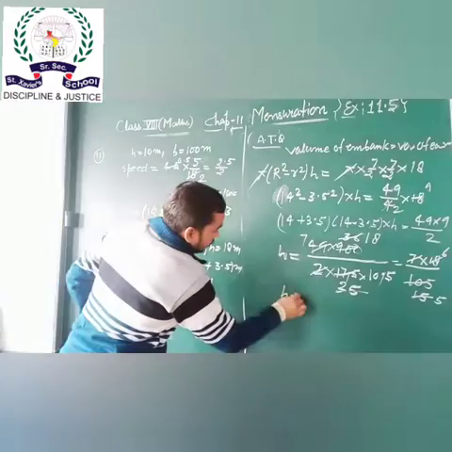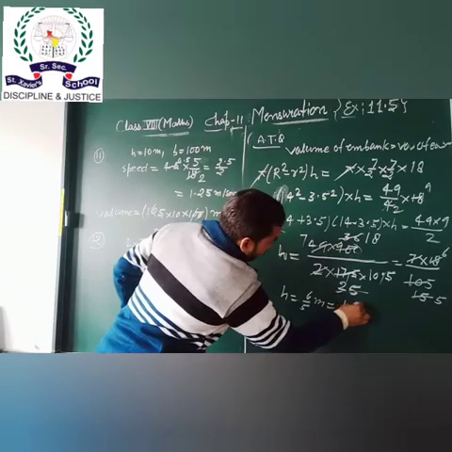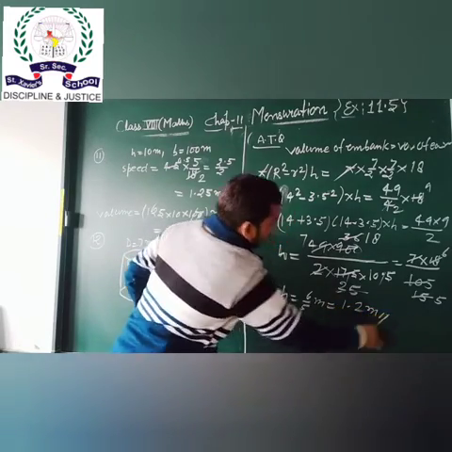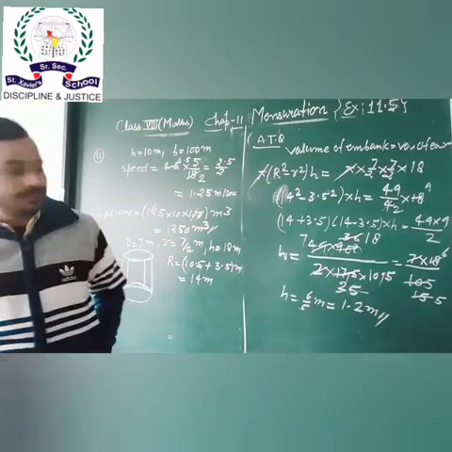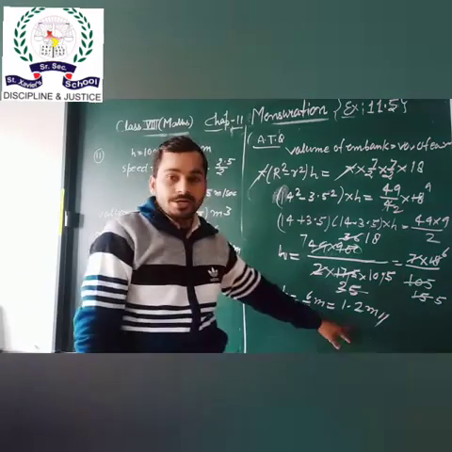So h equals 6 upon 5 meter. 5 1 ja 5, 5 2 ja 10. So height equal 1.2 meter. So height of embankment is equals 1.2 meter.